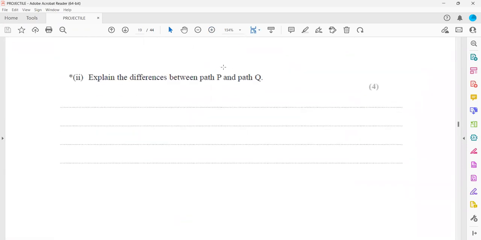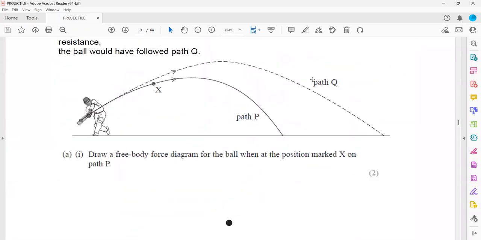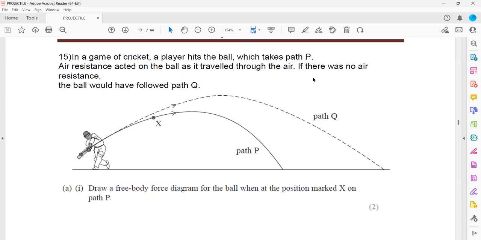Next question, explain the differences between the path P and Q. So, what are the differences between the path P and Q? For path P, you can see there's a shorter range as compared to that of Q. Range is smaller. What is the reason why the range is smaller? Because the air resistance opposes the motion, so the horizontal component decreases. So the range of P is shorter than Q.